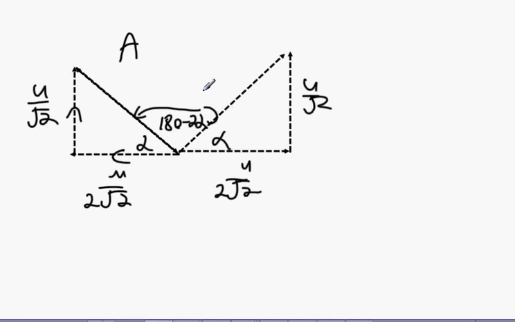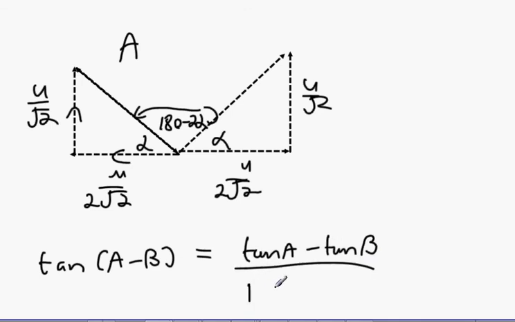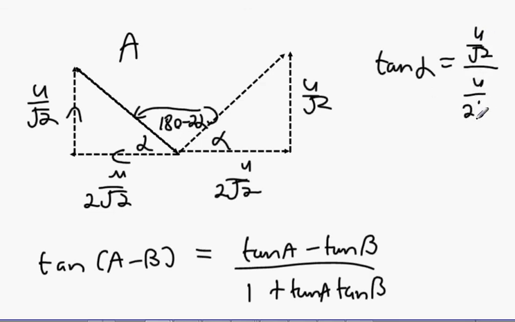Because we don't really want any rounding off going on here, we're going to use the tan A minus B formula. Does anybody know the tan A minus B formula? Yeah, it's tan A minus tan B all over 1 plus tan A tan B. Now let me show you how that's going to come into use. We know that tan alpha is U over root 2, which is the opposite, divided by U over 2 root 2. The U's cancel. So tan alpha is 2.